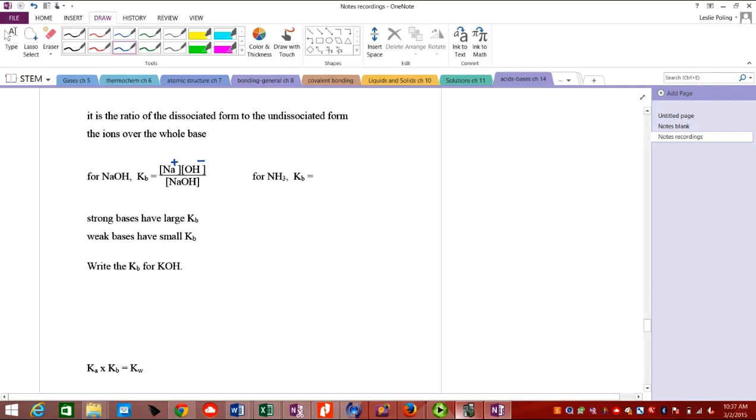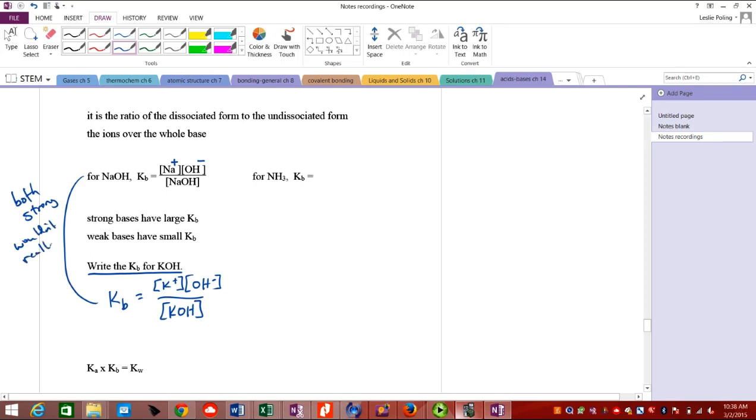So we've got sodium hydroxide right there. And let's look down here at potassium hydroxide. The Kb would be K plus times OH minus over KOH. However, those are both strong, so we wouldn't really need a Kb for those. We need a Kb for weak.